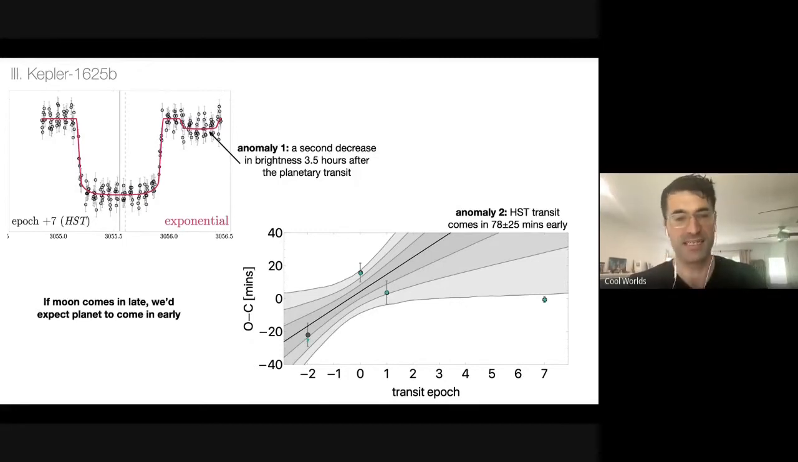In fact, if you look at the TTVs and just lay them out, that 7th epoch, which is the HST transit, the last one, you can see how early it comes in. Now, what's particularly interesting is that if the moon comes in late, which if that dip is a moon, then it clearly has come in late, it's come in after, then the barycenter lives between the planet and the moon. So that means the planet would have to come in early. Okay, so if the moon comes in late, the planet has to come in early, and vice versa. And that phase relationship is true here. So that's another reassuring sign.